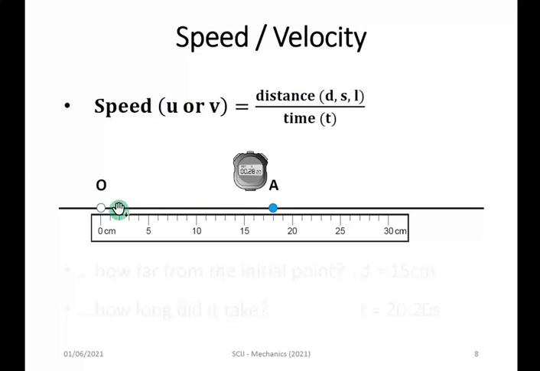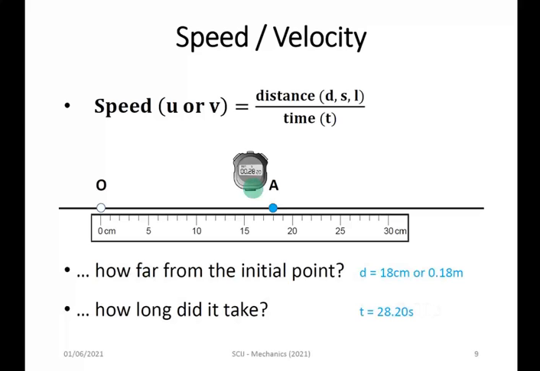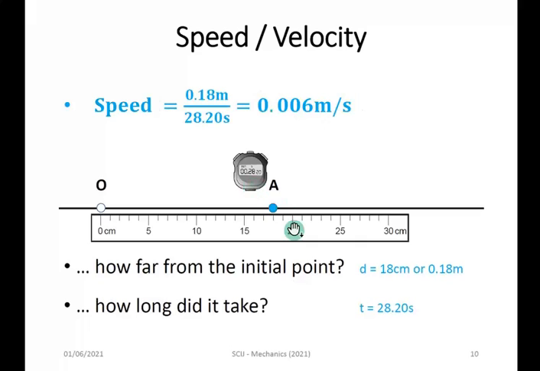Now, let's take this particular instance. The particle moves from point O to A, and the distance covered, you can get it for yourself, is 18 centimeters. And the time taken is 28.20 seconds. So we know how far and how long it takes. So we can move on to determine the speed. This is as simple as that. You can verify it yourself. I was doing that in a hurry. So just verify and let me know on the platform as well.